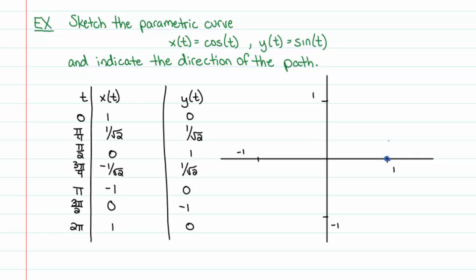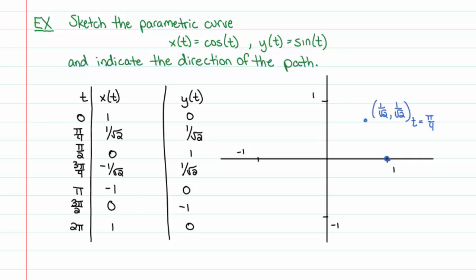And then at time pi over 4, we're at x equals 1 over root 2, y is equal to 1 over root 2. So it might be something like right there. Say 1 over root 2, comma 1 over root 2, so you can actually see that point. And by the way, that's time is equal to pi over 4.